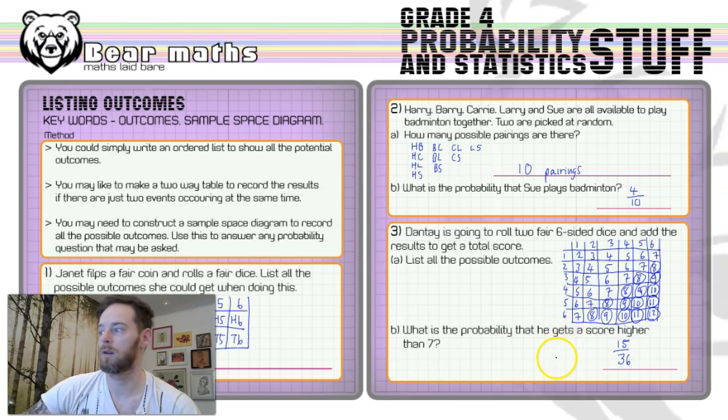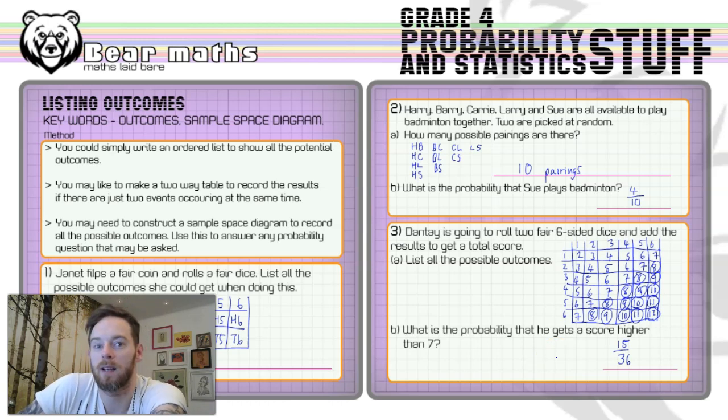Okay, and that is how we answer a listing outcomes question using a sample space diagram. Like I said, there are slight variations on it that test your ability to use different operations, but I think that's quite logical. It works for my brain anyway. So hopefully that works for yours too, and you are learning and continue to do so.